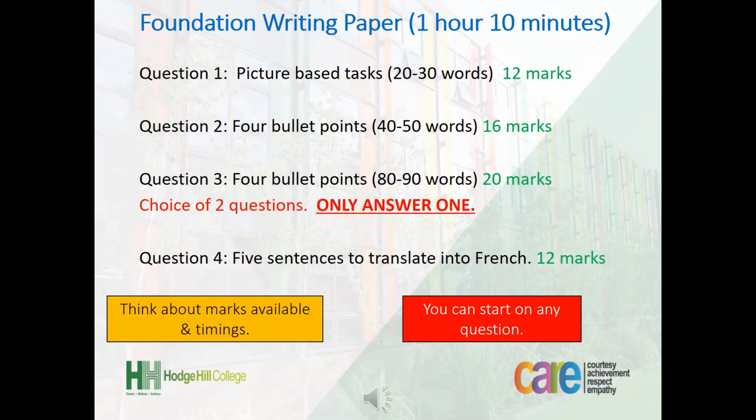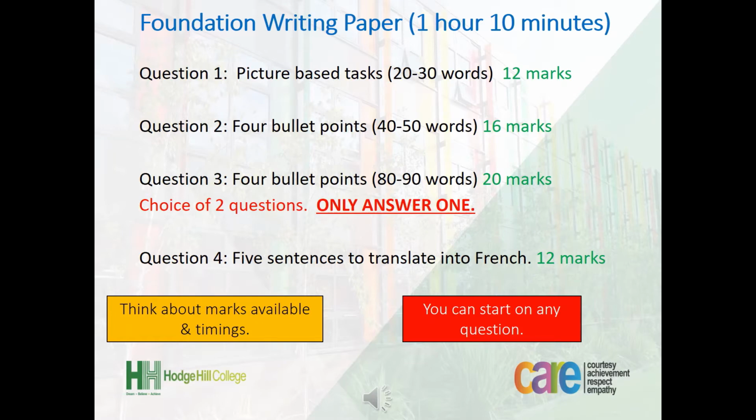Question 1 is a picture-based task and that is 20 to 30 words. Question 2, you have 4 bullet points and you have to write 40 to 50 words. Now question 3 is 80 to 90 words and this is your main task, which is worth 20 marks. Like question 2, you have 4 bullet points, but on question 3, you have a choice of 2 questions, but you must only answer 1. And question 4 is the last question on the writing paper for the foundation, and you have 5 sentences to translate into French.